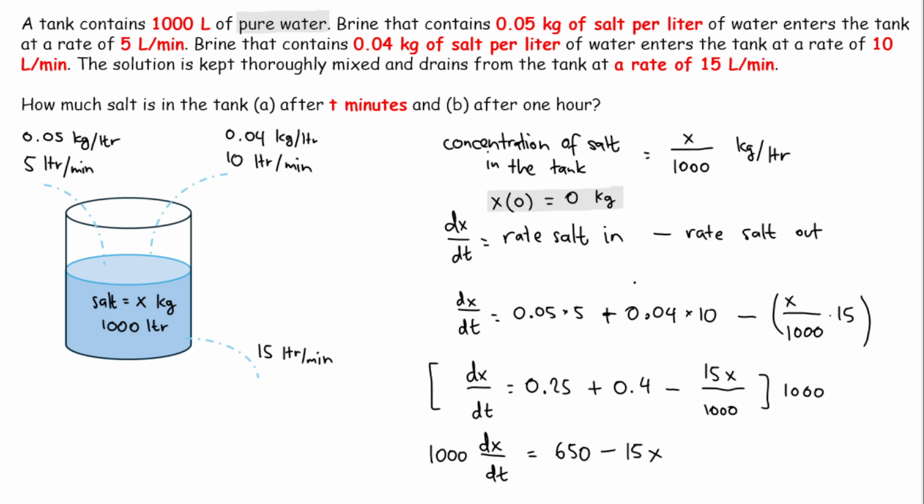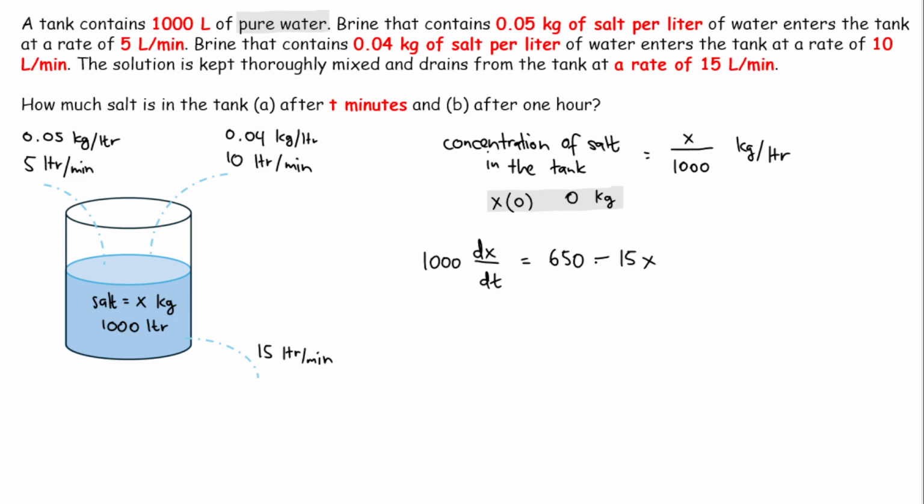Okay, so let's clean up our slide and work with the differential equation. This is a separable differential equation. Let's put the dx here. So I'll have dx over 650 minus 15x on the left hand side. And then on the right hand side, I will have dt over 1,000.